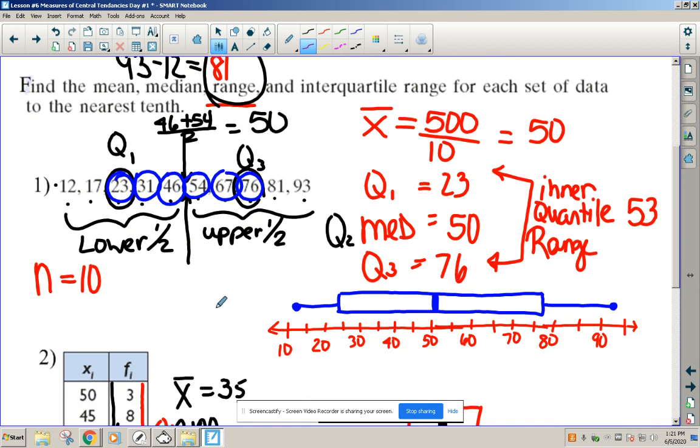So when you have your data, here's the data set, if we find the median is at 50, and the first quartile is at 23, and the upper quartile, third quartile, is 76, we can make a box and whisker plot from the lowest to the highest, again with equal increments on the number line. Here's my lower quartile, my upper quartile, and then my median of 50. My interquartile range would be quartile 3 minus quartile 1. I have a 53 interquartile range, but I have an overall range of 81.